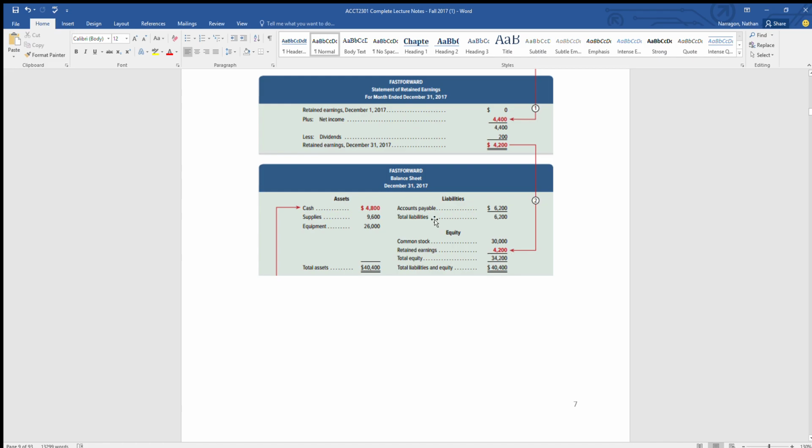Now you add your liabilities and equity, and it should be 40,400. Do they match? Yes. We know we did good. Boom. That's how everything's in balance.